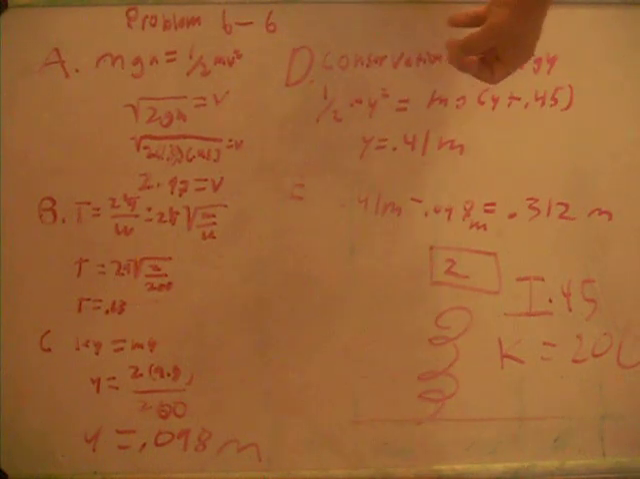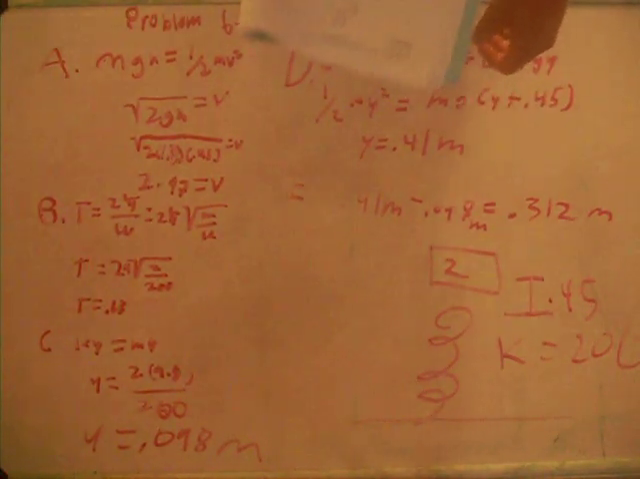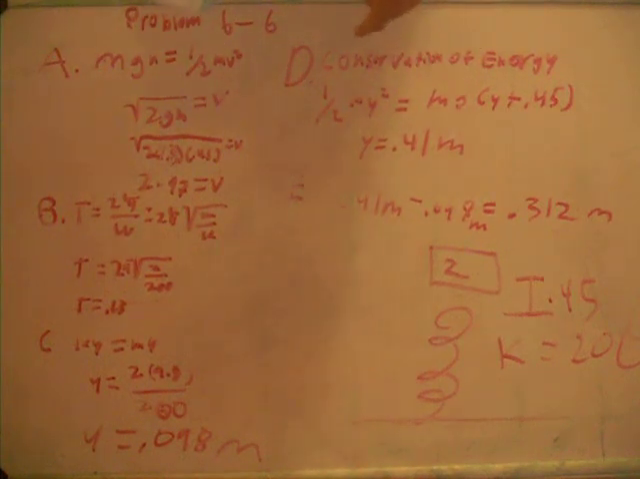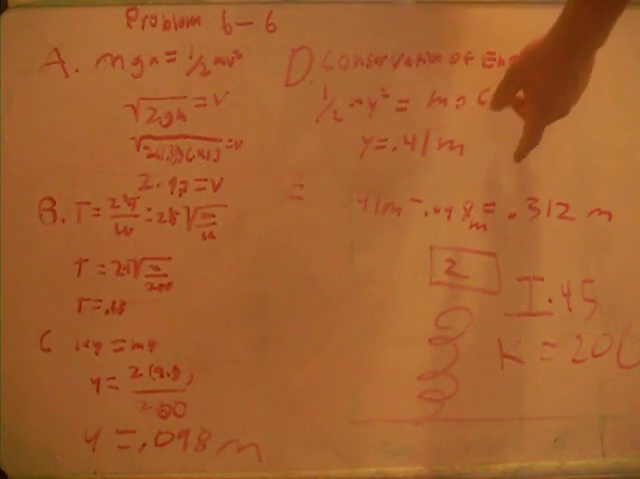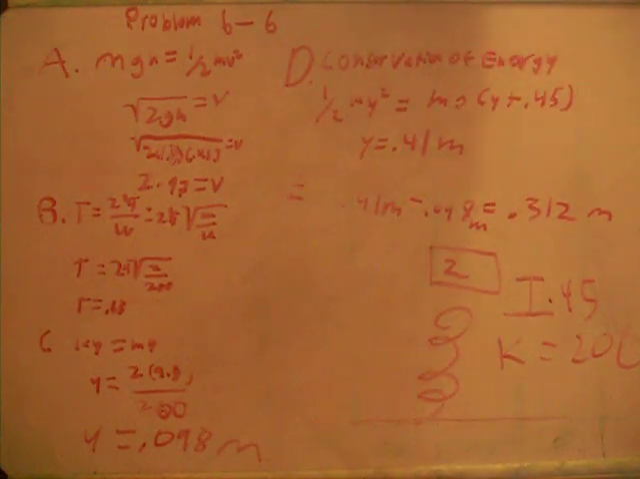For part E, it just wants to know the amplitude of the spring, and that is simply your answer from part C subtracted from your answer from part D, which is then 0.312 meters. And that is the whole problem.